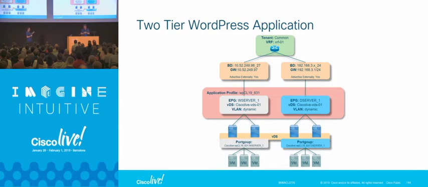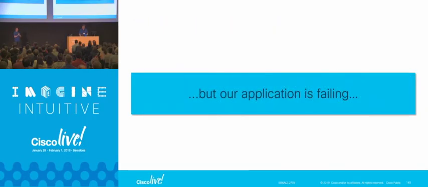We've built an app profile, Cisco Live 19, and then I've got my 2 EPGs, my web server and my database server, that are using 2 port groups inside ESX, and then I've got some servers deployed. But our app doesn't work. Hopefully it still doesn't work.